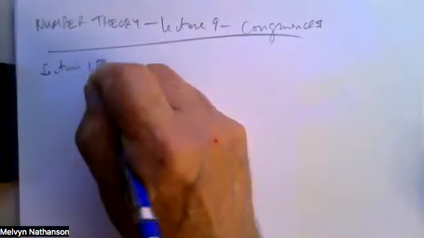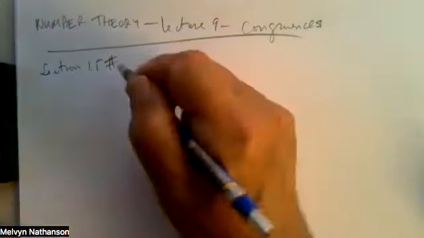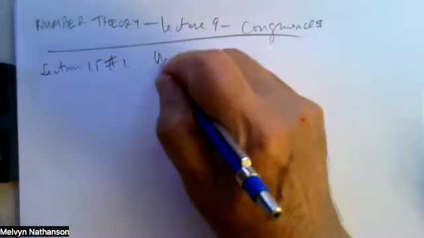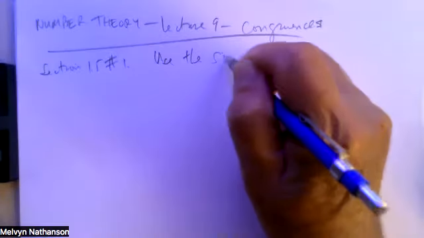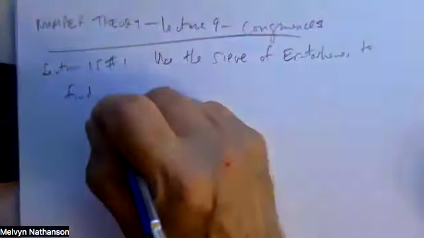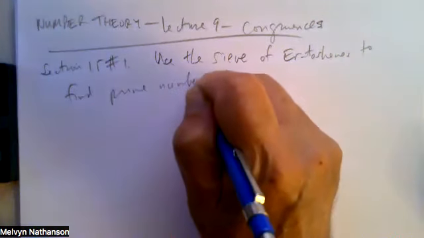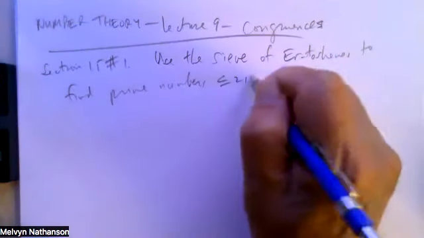In section 1.5, number 1, the problem is to use the sieve of Eratosthenes to find all the prime numbers up to 210.